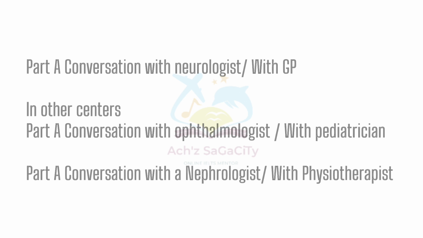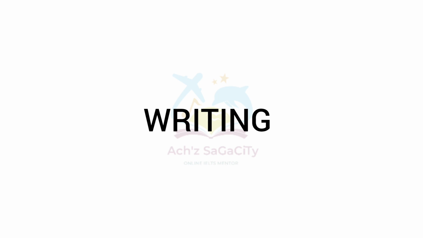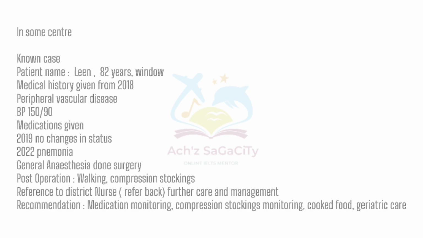Now about the writing section, I will share the question papers they got. In some centers, it was a non-case. Patient name Lean, 82 years, widow. Medical history given from 2018: peripheral vascular disease, BP 150/90. Medications also given. 2019, no change in status.